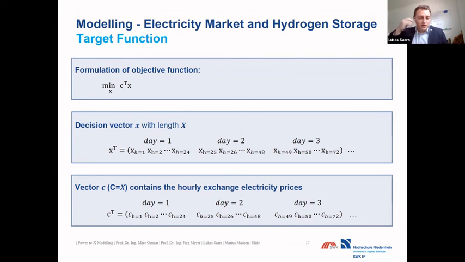And finally, I want to say the model contains further constraints which are not presented due to the short time available, and can be read in the paper too.